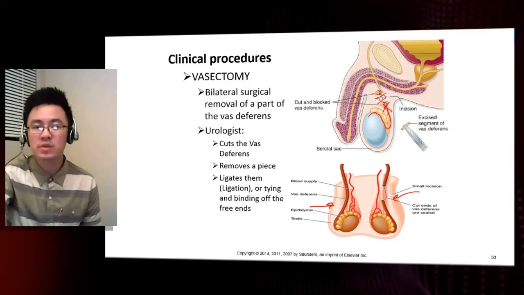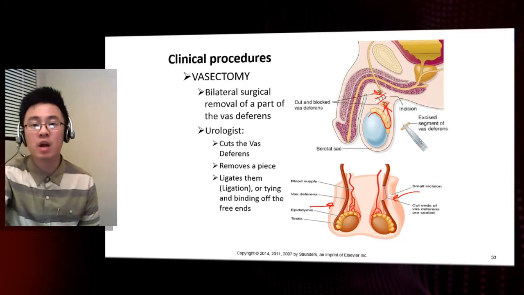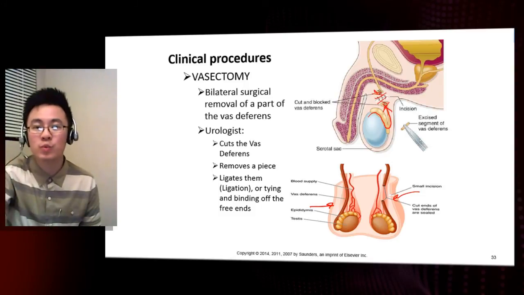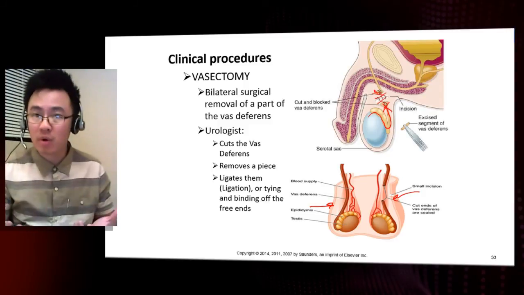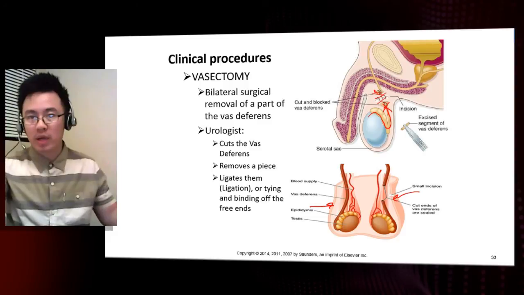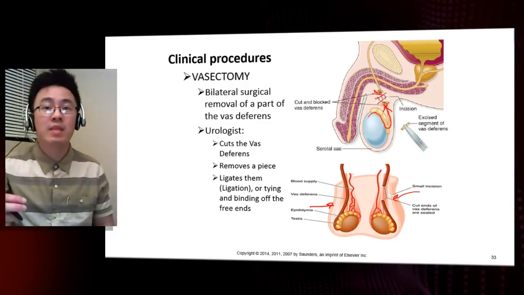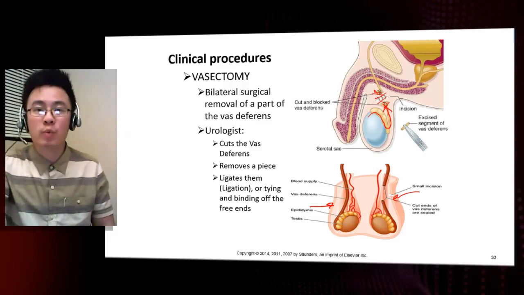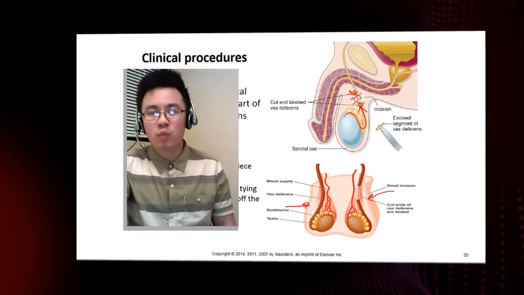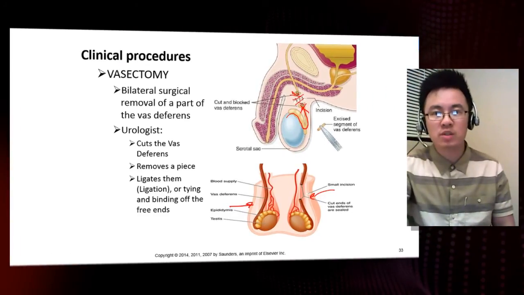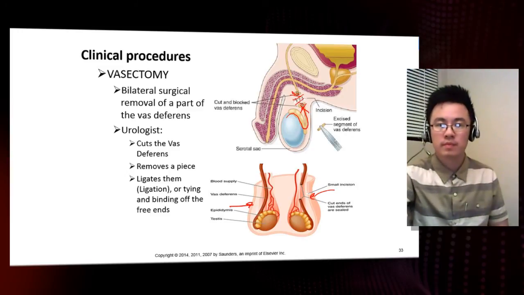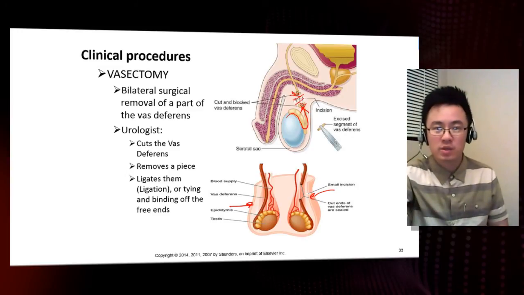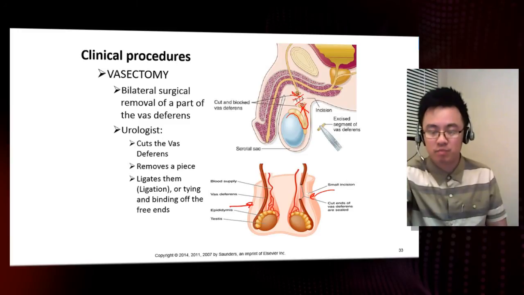Sometimes these little stitches get unraveled, and somehow these tubes reconnect back together. When those tubes reconnect, the healing process begins, the tubes end up joining back together again, and then the male is able to release sperm once again. So usually it works very well, but sometimes those things do happen. So that would be a vasectomy.